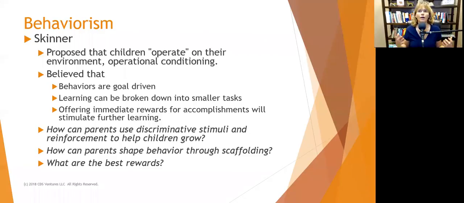So we talk about, okay, what kind of discriminative stimuli can you put in the environment to prompt the child to do it? Because they often won't do it on their own, and it can be you tell them to do it. Ideally, you want them to start doing it on their own. So you can prompt them that when the alarm goes off, it's time to start your homework, or it's time to go brush your teeth.